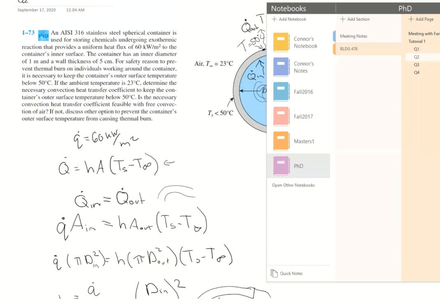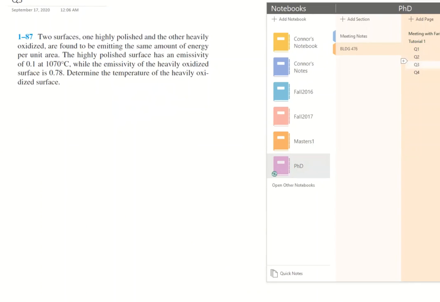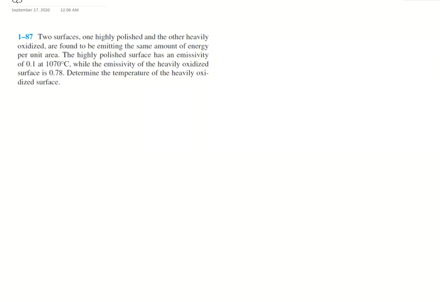All right, that leaves us with about 10 minutes to answer the last one, which I think is pretty reasonable. So we have 2 surfaces. One is highly polished and the other is oxidized, and they're found to be emitting the same amount of energy per unit area. The highly polished surface has emissivity of 0.1, and we know the temperature is 1070 degrees Celsius. The emissivity of the heavily oxidized surface is 0.78, and we must determine its temperature.